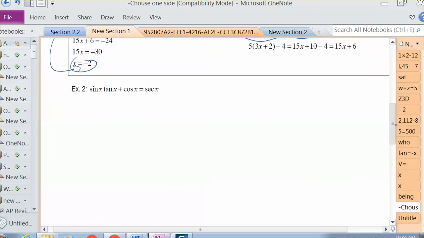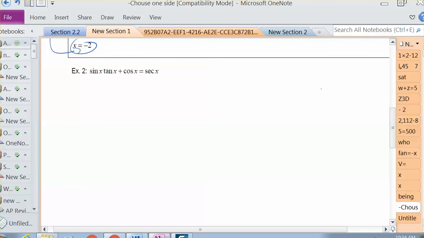Let's look at another trigonometric identity. This side's clearly more complicated, and tangent can be converted to sine over cosine.